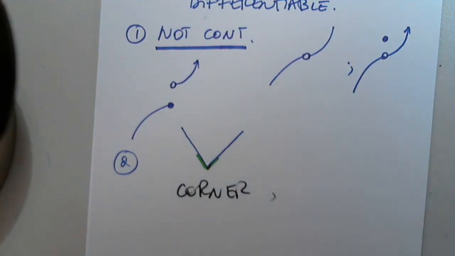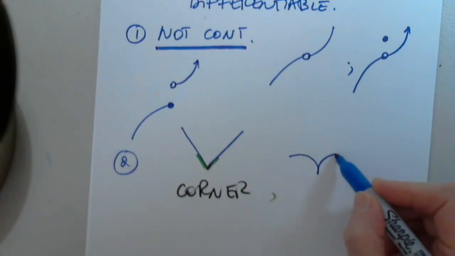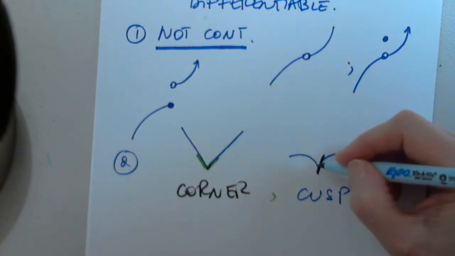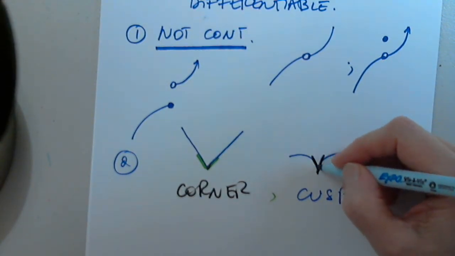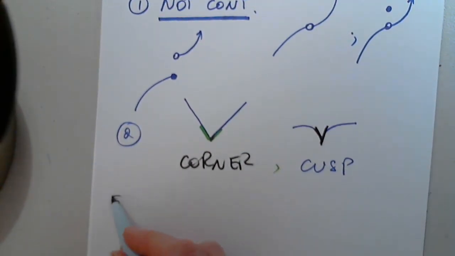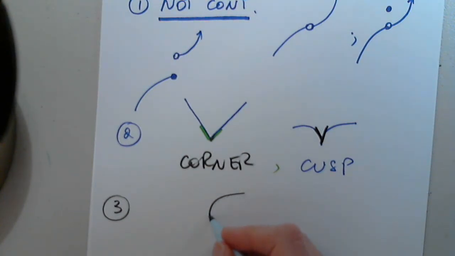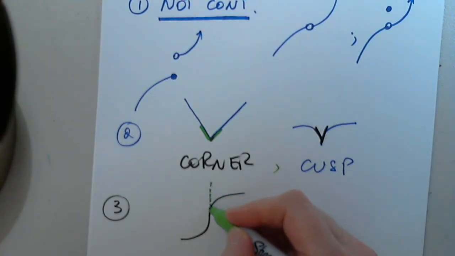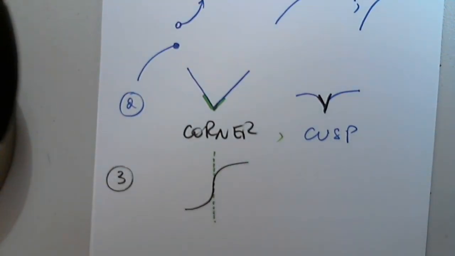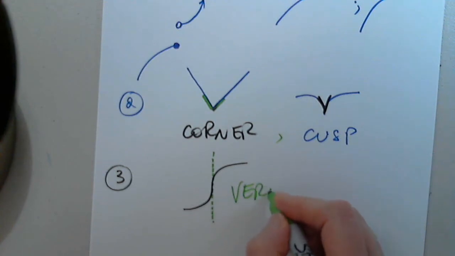I'm going to add one more here. It's called a cusp, like between two teeth. Same situation, it does not have a unique tangent. It has a tangent on this side with a positive slope, and here one with a negative slope. Not a unique tangent. And the last situation is something like this. The problem here is that it has a vertical tangent. Vertical tangents have no slopes. Undefined slope.